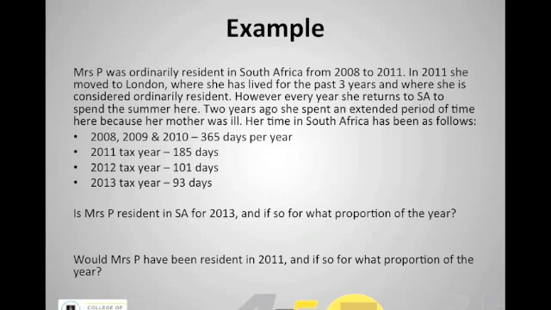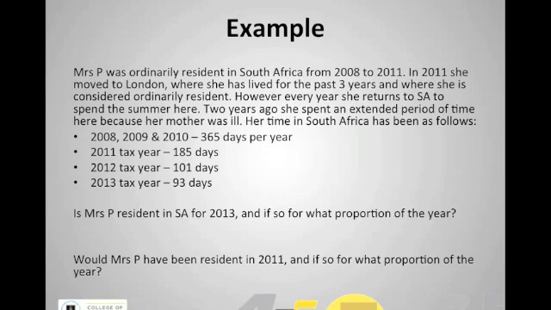Well, we know that she's not ordinarily resident in South Africa because they've told us that. So we have to apply the physical presence test and say that she was in South Africa for more than 91 days in the current year of assessment, more than 91 days in each of the previous 5 years of assessment, and more than 915 days in total over the previous 5 years of assessment. Therefore, she is treated as resident in South Africa in 2013, and because it's the physical presence test, she will be treated as resident for the whole tax year.